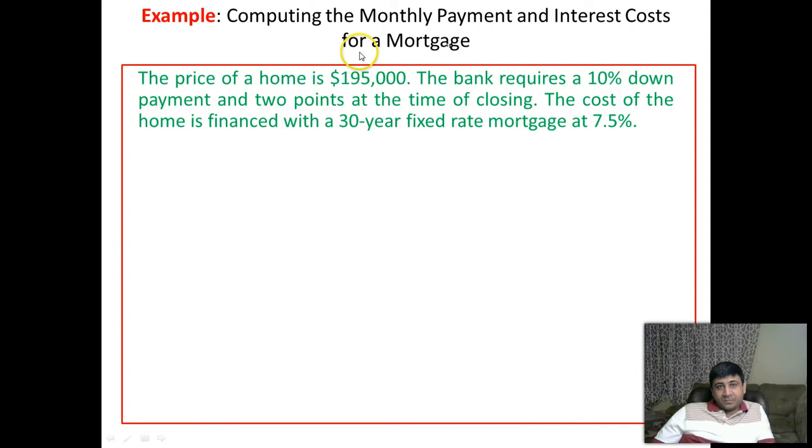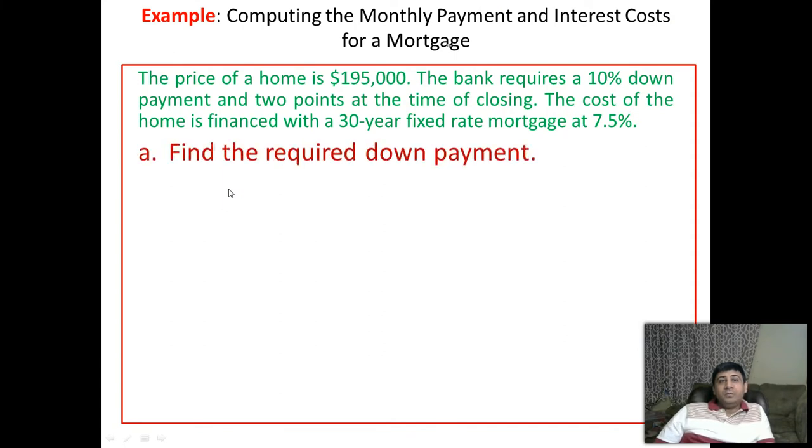Let's look at an example in which we will compute monthly payment and interest costs for a mortgage. Suppose you buy a house. The price of the house is $195,000, and the bank requires 10% down payment and 2 points at the time of closing. The cost of the home is financed with a 30-year fixed rate mortgage at the rate of 7.5%. So these are the main items here.